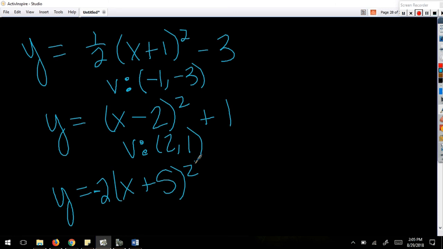The last one's a little bit different. Up or down? Down. Skinny, wide, average? Skinny. What's the vertex? Good job. If it's missing, it's a 0. What do you think so far? Easier so far? At least that first step is a lot easier, right?